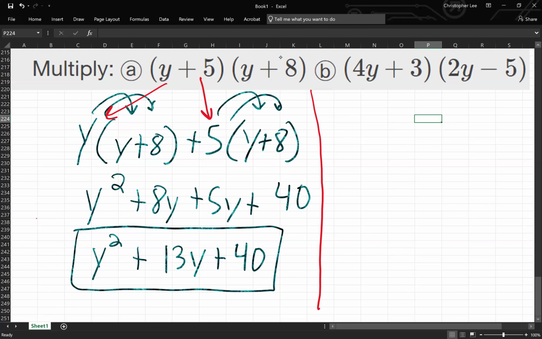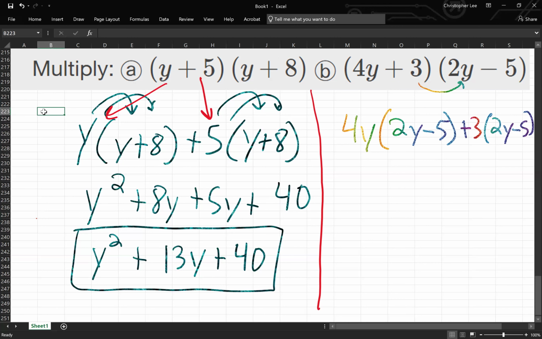I got you. Well, it's this building. That's what that is. Why'd you say you don't know how to do it? 4y times what? What times 2y minus 5. Very good. All right. And then what else? Plus 3. All right, times 2y minus 5. I'm sorry, one second. Let me just move this. All right, after that, just distribute it right out.